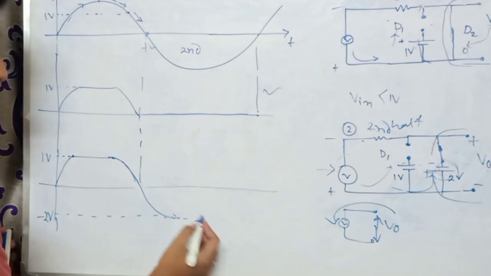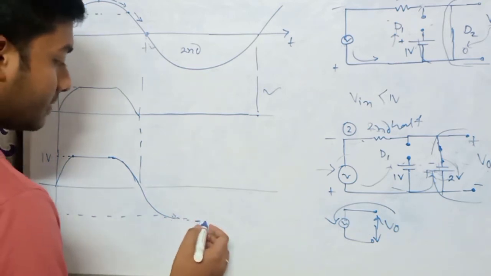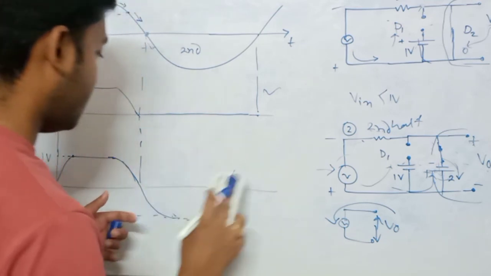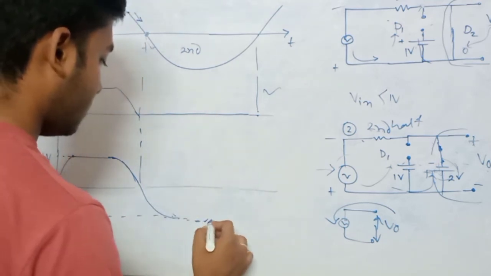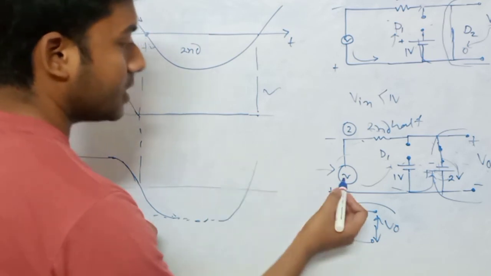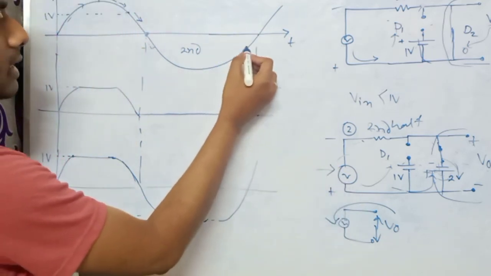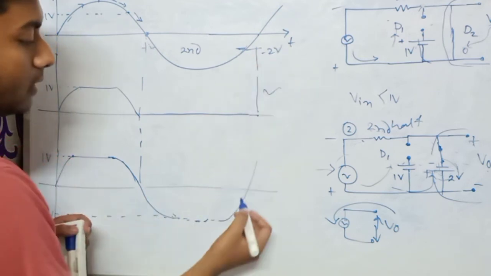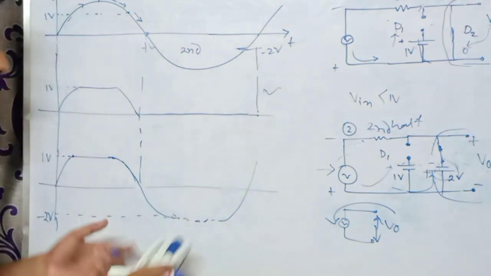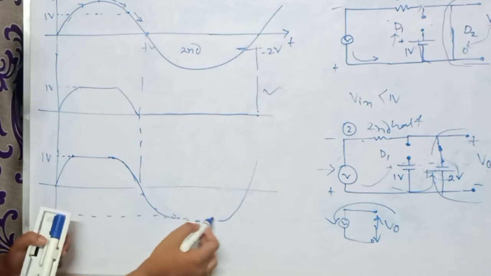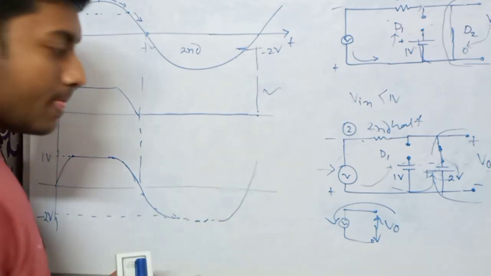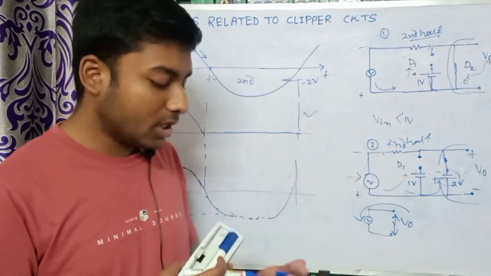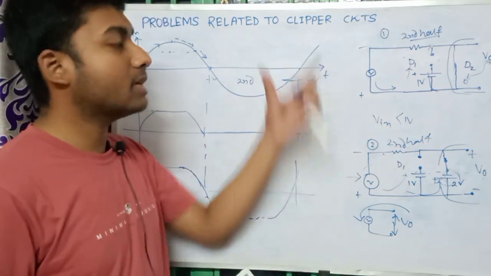This is just clipped at minus 2 volt, and after some time the thing will again be the same like this, when this falls again. After minus 2 volt, this thing will again happen, and it will look like this. So I think you have understood the concepts of how you can solve any type of clipper circuit.